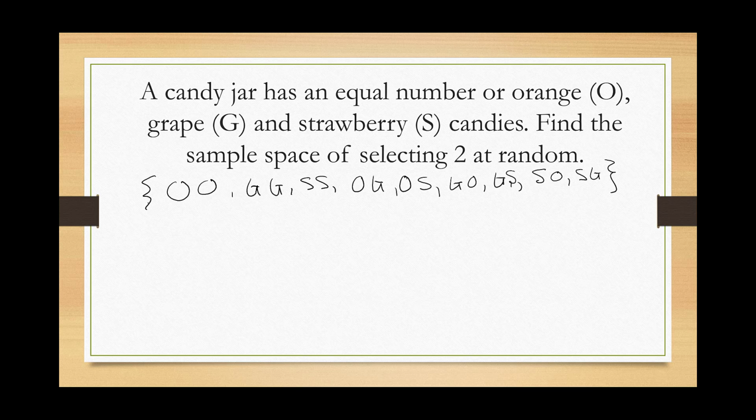Just to help out as you're doing this, notice there are 1, 2, 3, 4, 5, 6, 7, 8, 9 outcomes. How do we get 9? Think about it: I had two things to do. I had to pick a first candy, and I had to pick a second candy. So the first time I had three choices, orange, grape, or strawberry. The second time I had three choices, orange, grape, or strawberry. 3 times 3 is 9. That kind of helps sometimes to know how many outcomes I'm supposed to have when you're trying to make the sample space. It's a nice little verification.